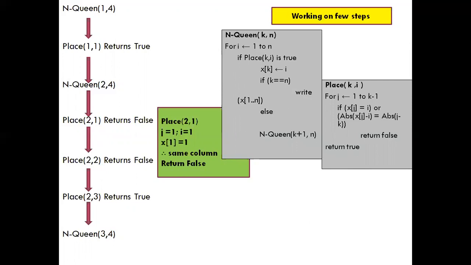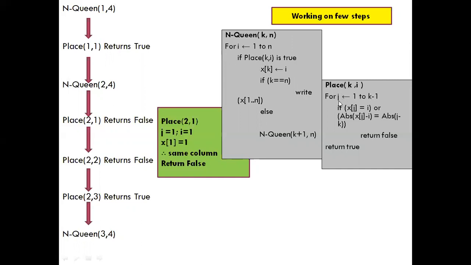And n is the size of the problem. So n queen of 1 comma 4 will get inside this for loop. So i becomes 1. Place of k comma i. k in this case is 1, i is 1, so 1 comma 1. As soon as you call the place function, it will go here. So place 1 comma 1.